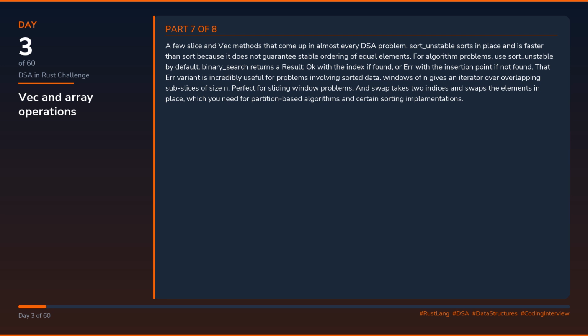A few slice and Vec methods that come up in almost every DSA problem. sort_unstable sorts in place and is faster than sort because it does not guarantee stable ordering of equal elements. For algorithm problems, use sort_unstable by default. binary_search returns a Result: Ok with the index if found, or Err with the insertion point if not found. That Err variant is incredibly useful for problems involving sorted data.